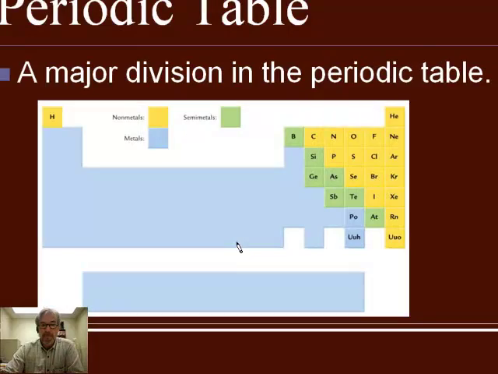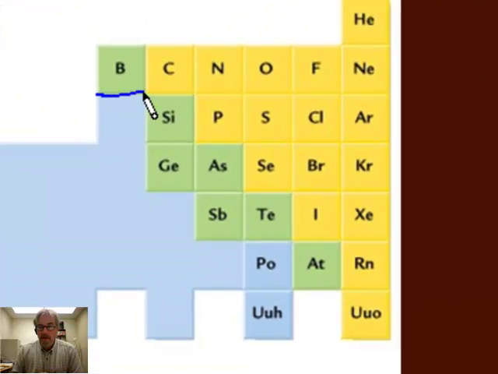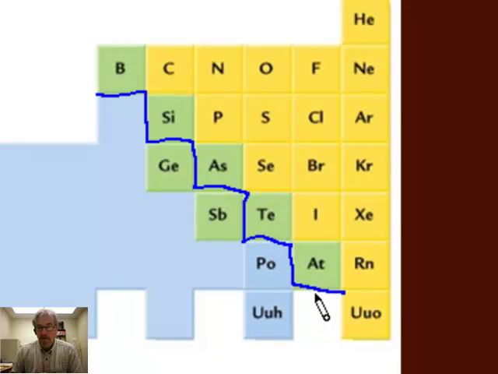In the periodic table, another part of its structure is that there's this major division. The elements boron, silicon, arsenic, tellurium, and astatine are part of this division. If I were to draw a stair-step line that goes right under these elements, boron, silicon, arsenic, tellurium, astatine, that stair-step line is a boundary. It's a major division on the periodic table. The elements that lie to the left of those elements on that boundary are called metals.